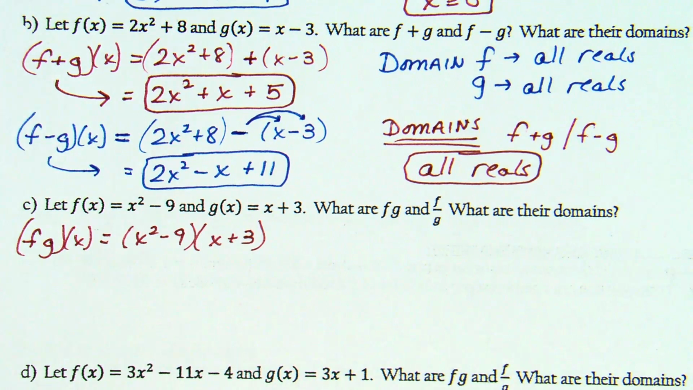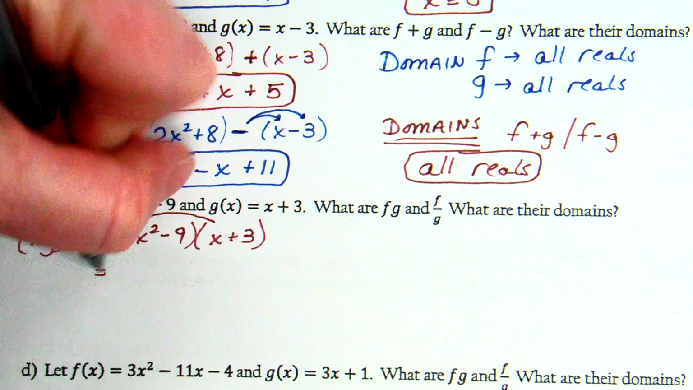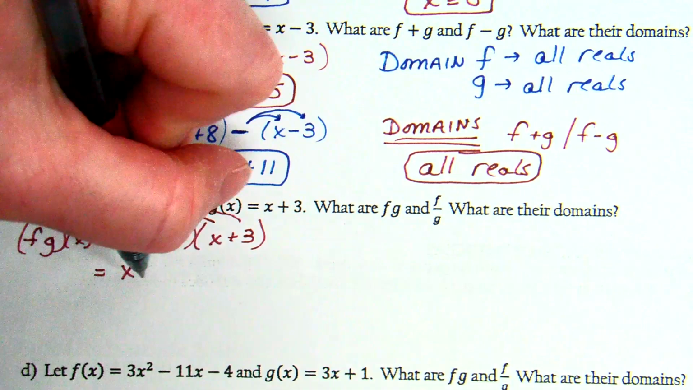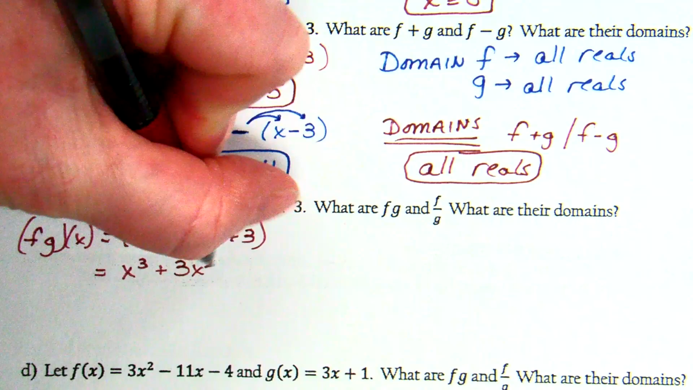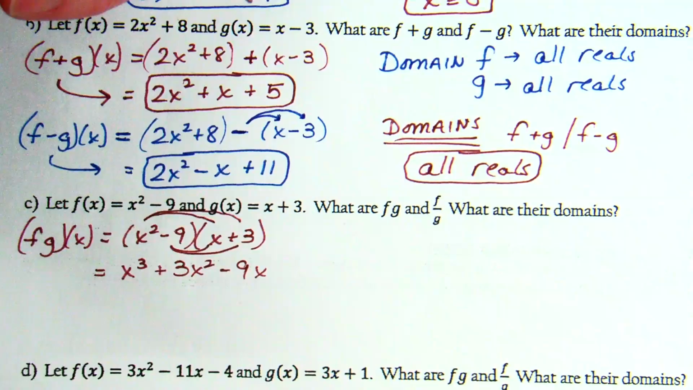How do I multiply these? Distribute, FOIL. General rule of thumb is something like this. Yes, go ahead and multiply out. So, that means we are FOILing. First, x squared times x, x cubed. Outsides, x squared times 3, 3x squared. Insides, minus 9 times x, minus 9x, and last, minus 9 times 3, minus 27.